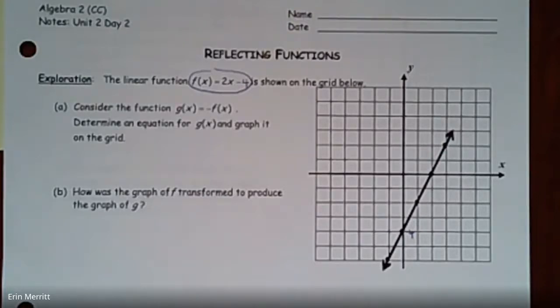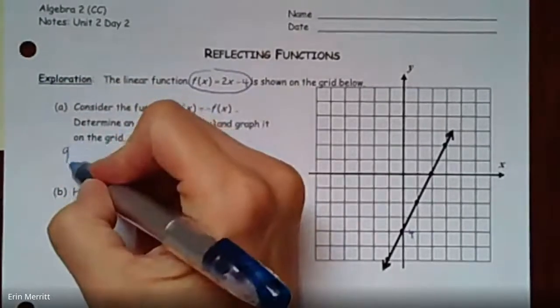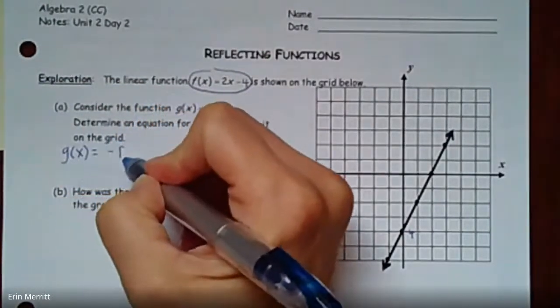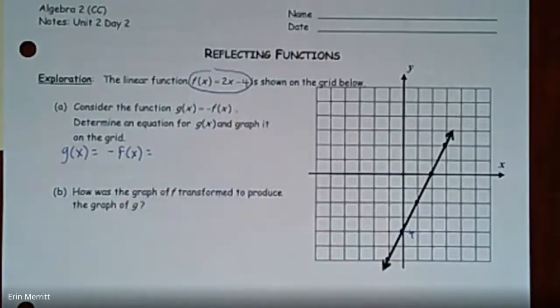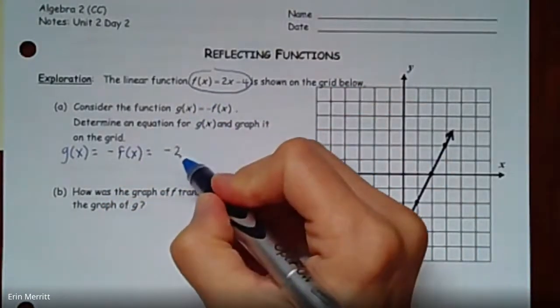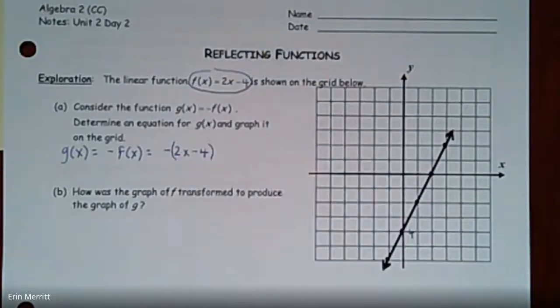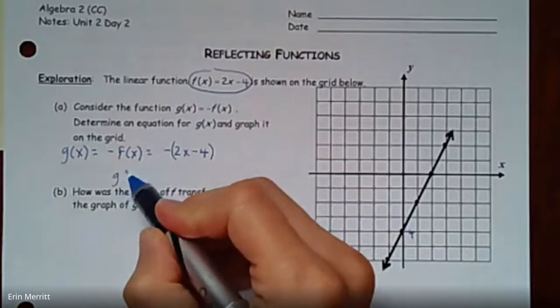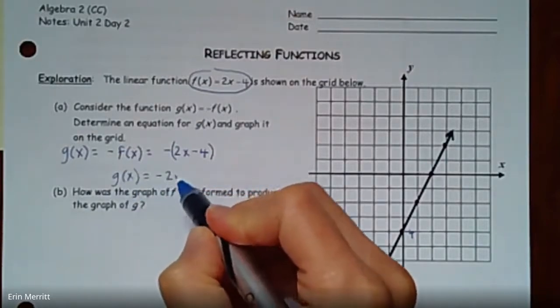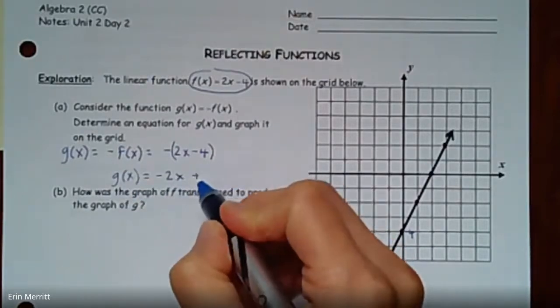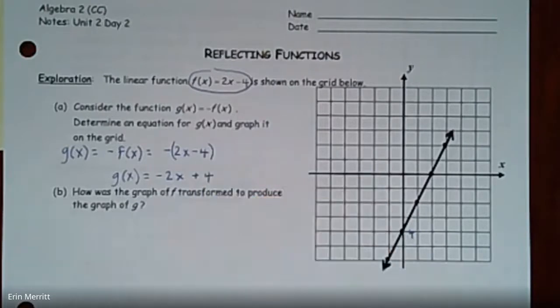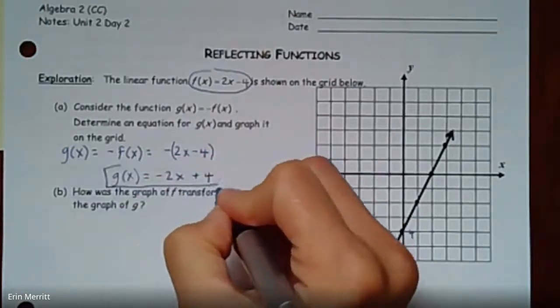All right, so if we're saying that g of x is equal to negative f of x, let's really take the f of x function and negate it. So we're going to do a negative and then the quantity 2x minus 4. And I'm putting parentheses around it because you have to negate the whole darn thing, right? Which simply means distribute that negative. So it becomes negative 2x plus 4. That should be the g of x function.